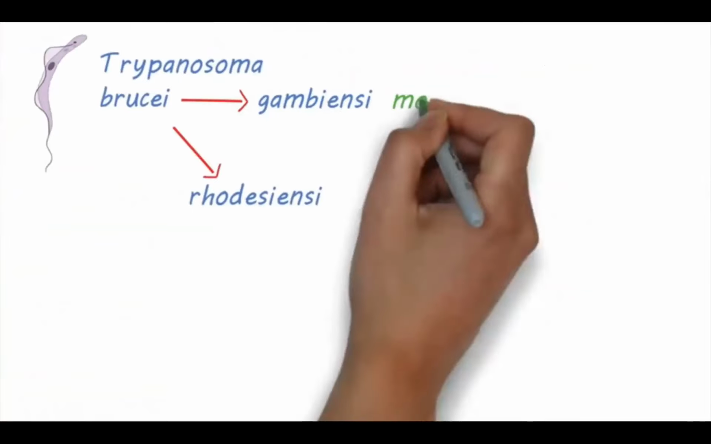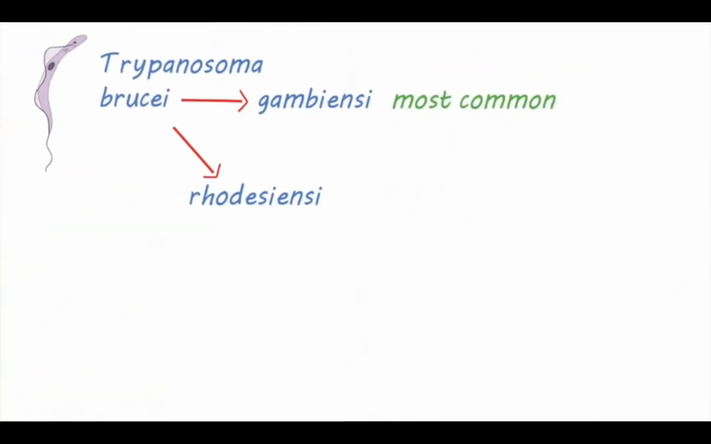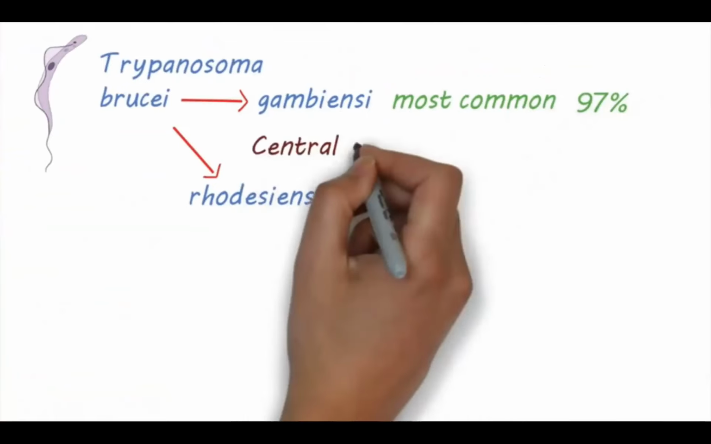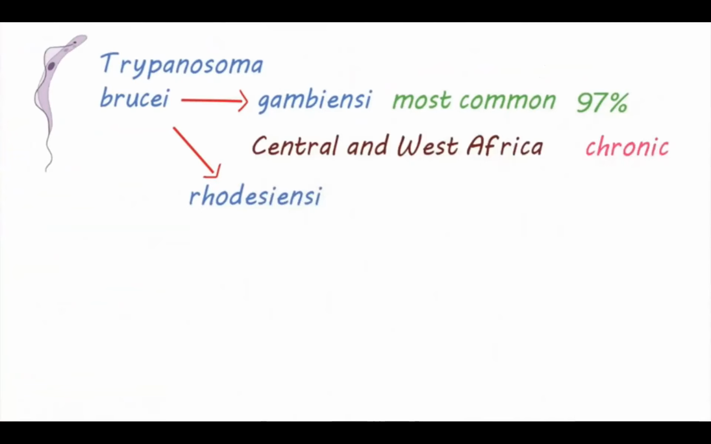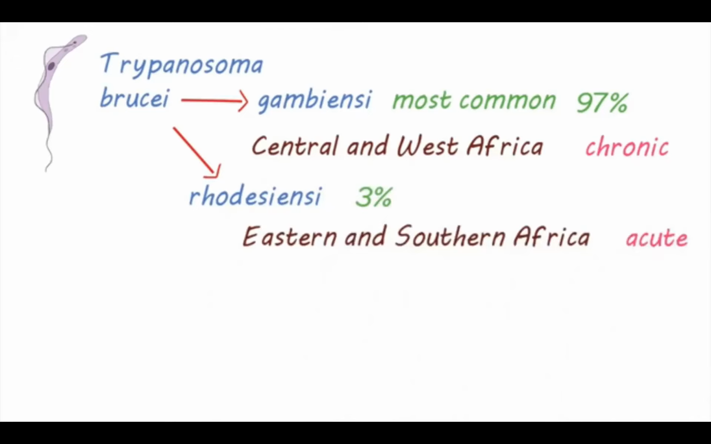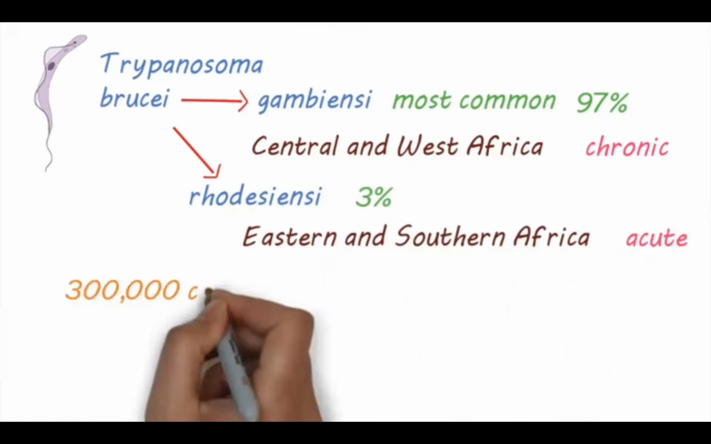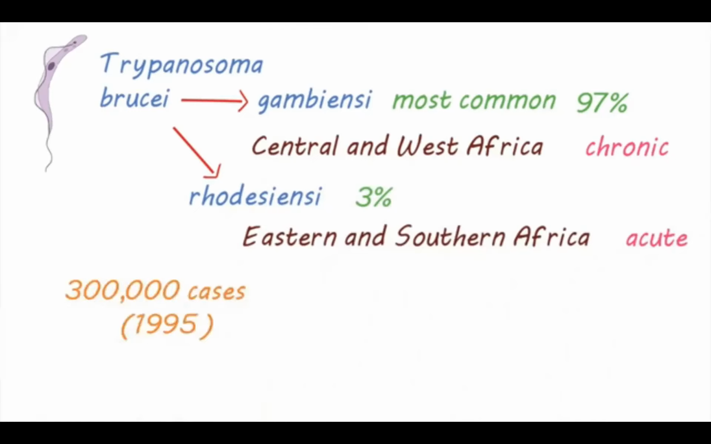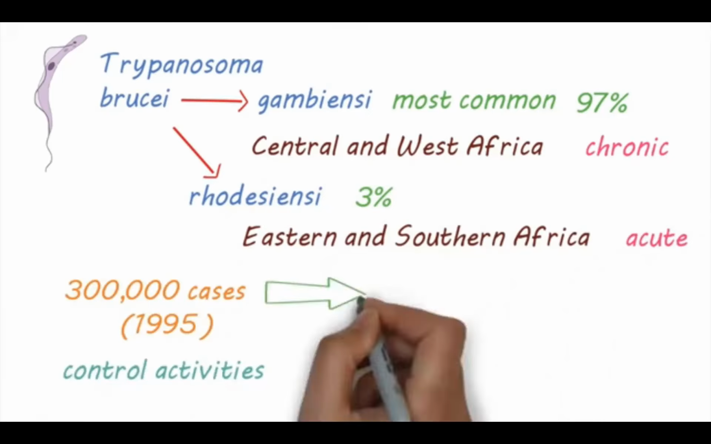Gambiense is the most common form of African Trypanosomiasis, accounting for about 97% of all cases. It's found in countries in Central and West Africa and tends to cause the chronic form of disease. Rhodesiense accounts for about 3% of cases. It's found in countries in Eastern and Southern Africa and causes a more acute infection. Although there were about 300,000 estimated cases in 1995, intense control activities in affected countries have led to a dramatic decline in cases. In 2014, the number of cases was estimated to be about 15,000.